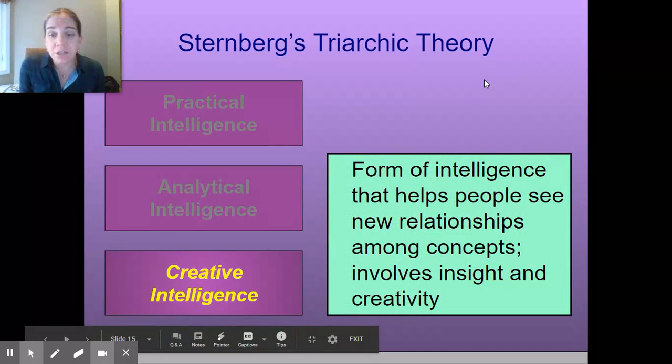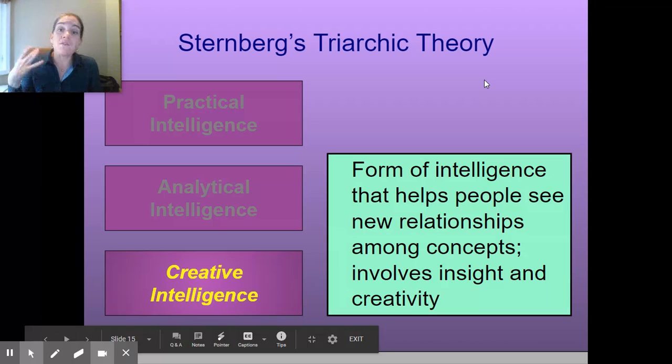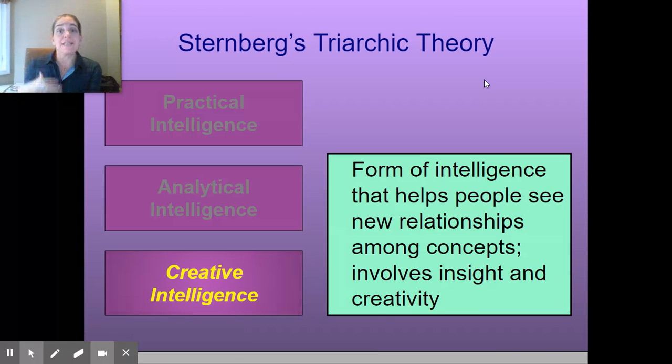And lastly, creative intelligence is going to involve insight and insight learning, seeing things in a new sort of way. Okay, people are going to overcome functional fixedness, seeing an object for its only one purpose, and seeing new connections in the world.